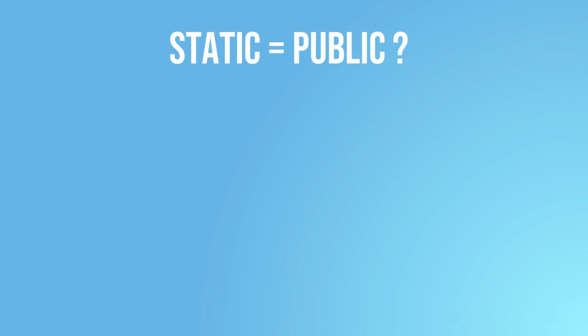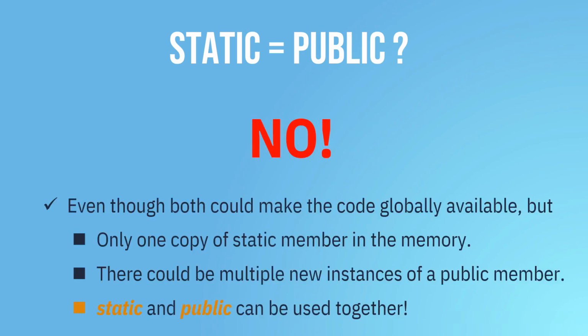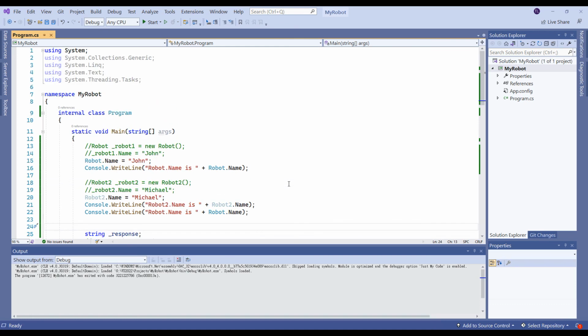And regarding static, is static equal to public? The answer is no. Even though they both mean globally available, there will be only one copy of static members in the memory, whereas we could have multiple new instances of a public member. Public and static could be used together. Okay, how about the access scope of a namespace? A namespace's access scope is always public, because a namespace is meant to be used by anyone anywhere, so it cannot be anything other than public.